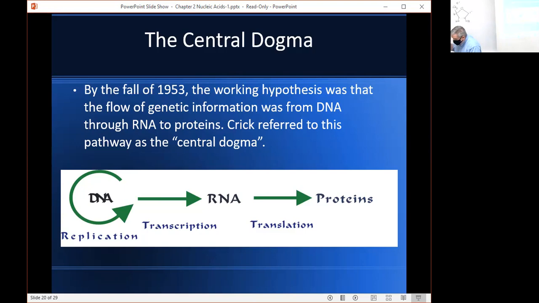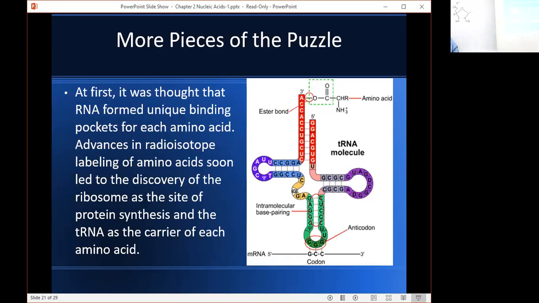There's still one important question left, though. At first, it was thought that RNA formed unique binding pockets for each amino acid. Just like back when there was a big debate as to whether protein or nucleic acid was the carrier of genetic information, and the prevailing sentiment was that it was protein, which of course was proven wrong. The prevailing sentiment at this time was that the messenger RNA itself formed pockets that recognized each of the 20 amino acids. Most people believed this. Francis Crick, however, was like, no way, that can't be.